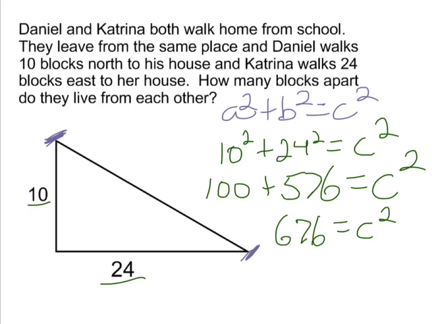Well, 676 is obviously not our answer if this is how far apart they are. Our final step is to take the square root of both sides. Of course, the square root of c squared is c, and then the square root of 676 is 26. So c is 26. So they are 26 blocks apart from each other.